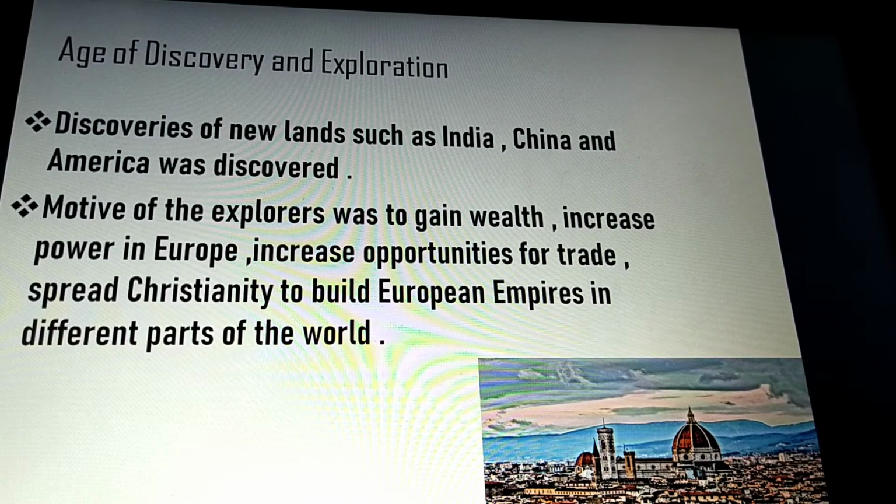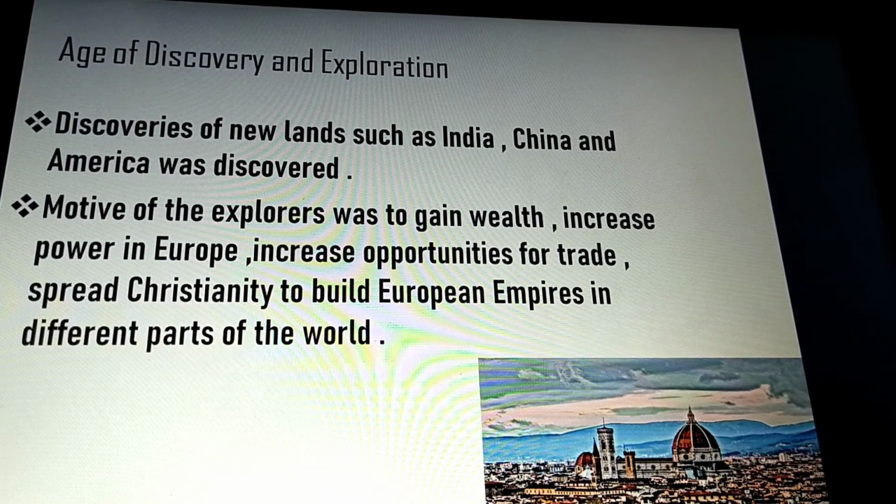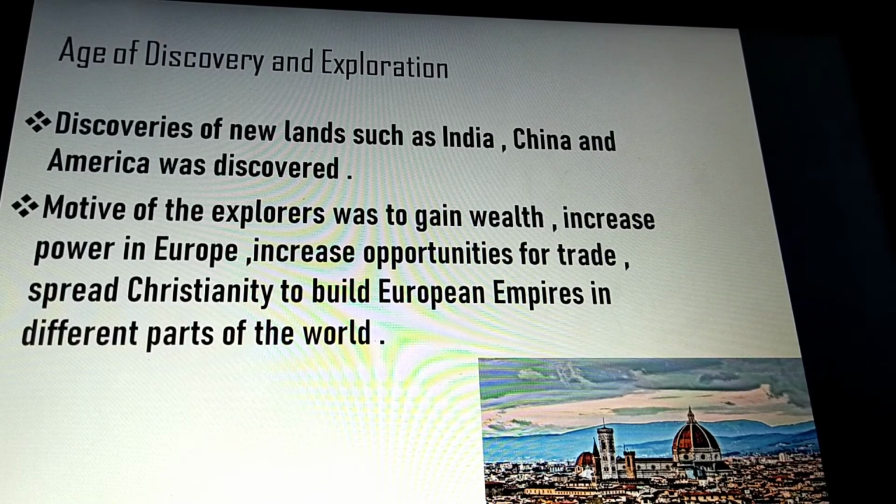The motive of the explorers was to gain wealth, increase power in Europe, increase opportunities for trade, spread Christianity, and build European empires in different parts of the world. The explorers thought that through these explorations they would get more wealth and increase their power in Europe.